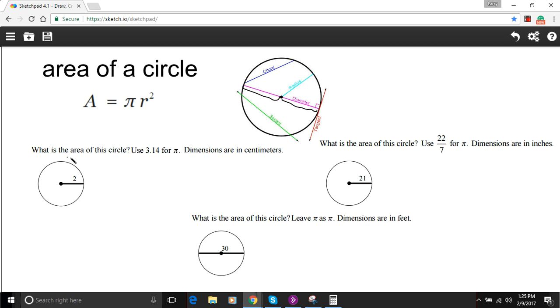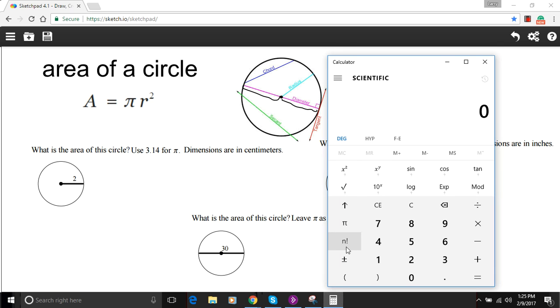This first one says, what is the area of this circle? Use 3.14 for pi. And in math questions, they're always telling you to use some value or another for pi. The reason for that is pi goes on forever. It's one of those weird numbers that the decimal never stops going. So 3.14, that's the first three digits here. That's not a bad approximation. So let's go ahead and do that.